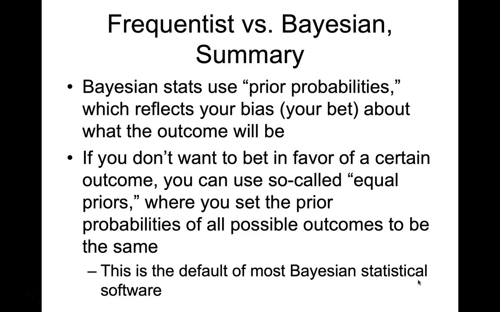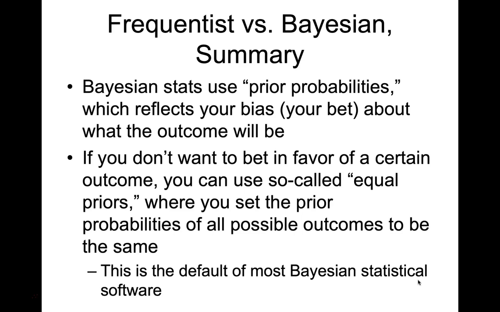But with Bayesian statistics, you can also not bet in favor of a certain outcome. You can use something called equal priors, which means that no matter how previous results have turned out in other studies or the last time you did the experiment, you can always keep the prior probability the same. So we could always keep our prior probability of the person having COVID-19 at 1%, in which case every time we ran the Bayesian statistics, the posterior probability would always be 15% if the person kept getting positive tests. You can run things that way.